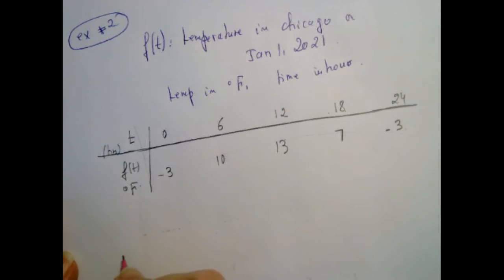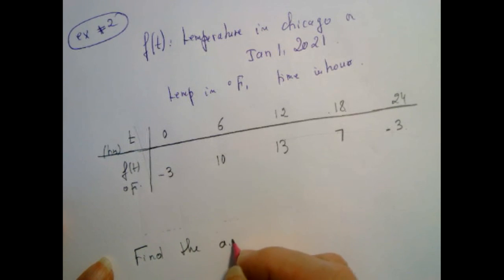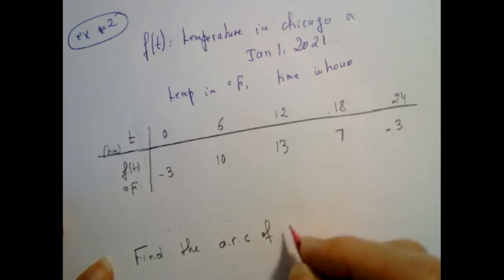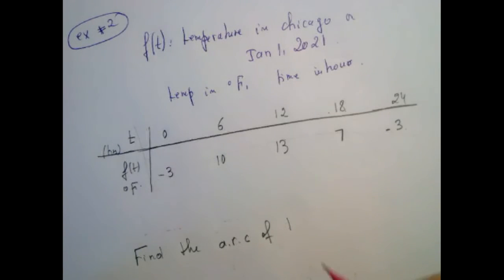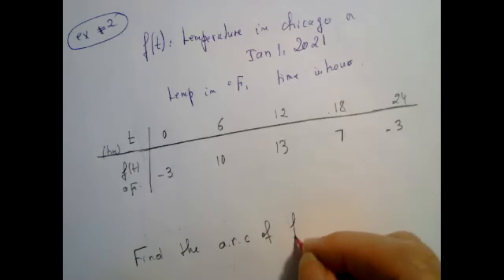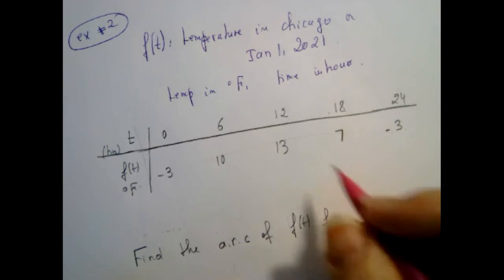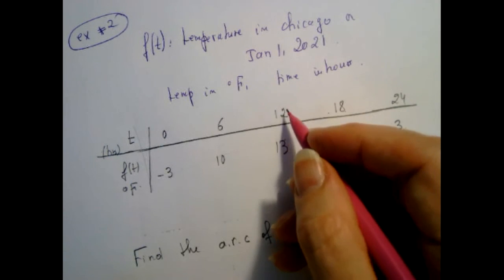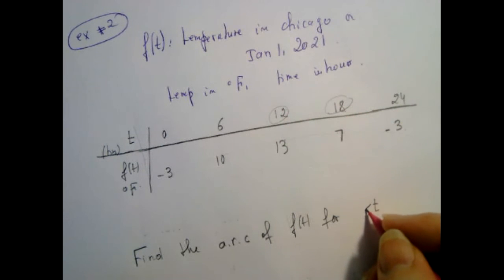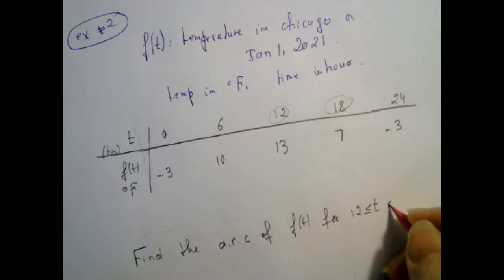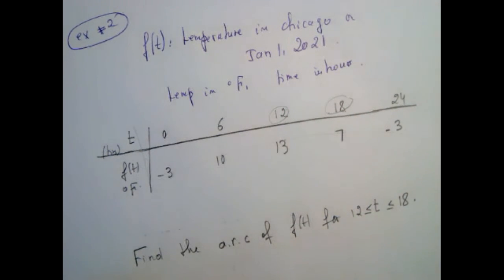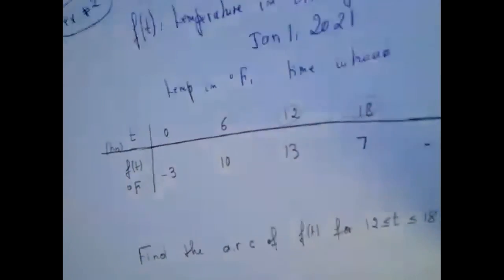And my question is simple. Find the average rate of change of the temperature. It means of the function f, because f is the temperature. Find the average rate of change of f for t between, let us say, 12 in the afternoon and 6 p.m. On average, how was the temperature changing? And then give the unit with your answer.